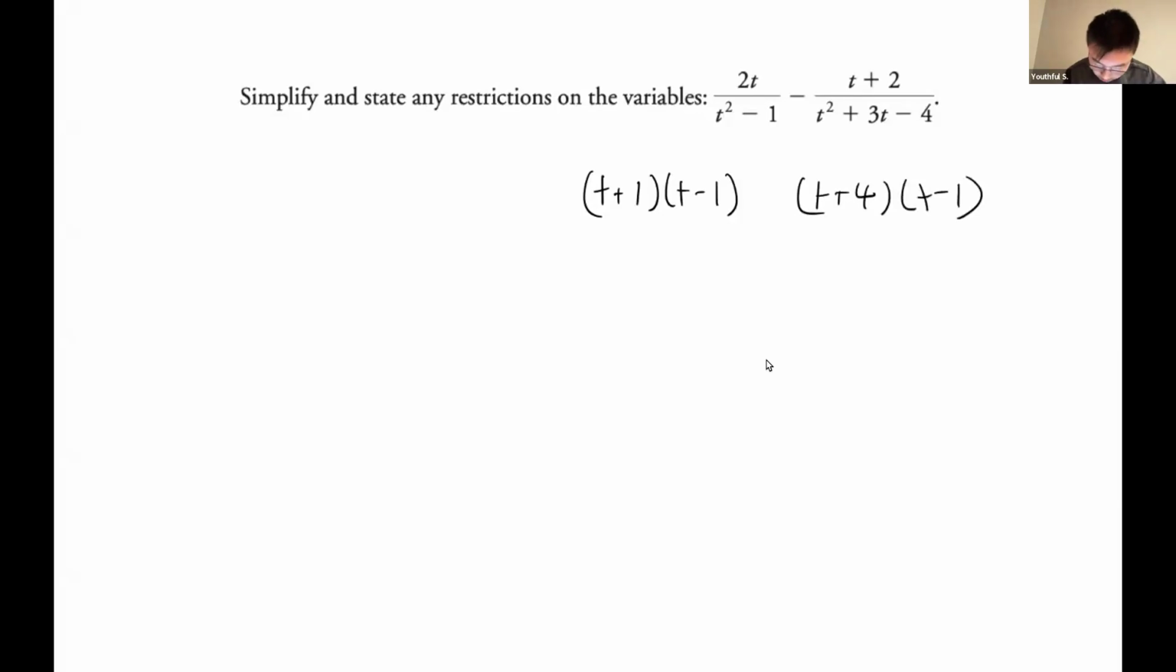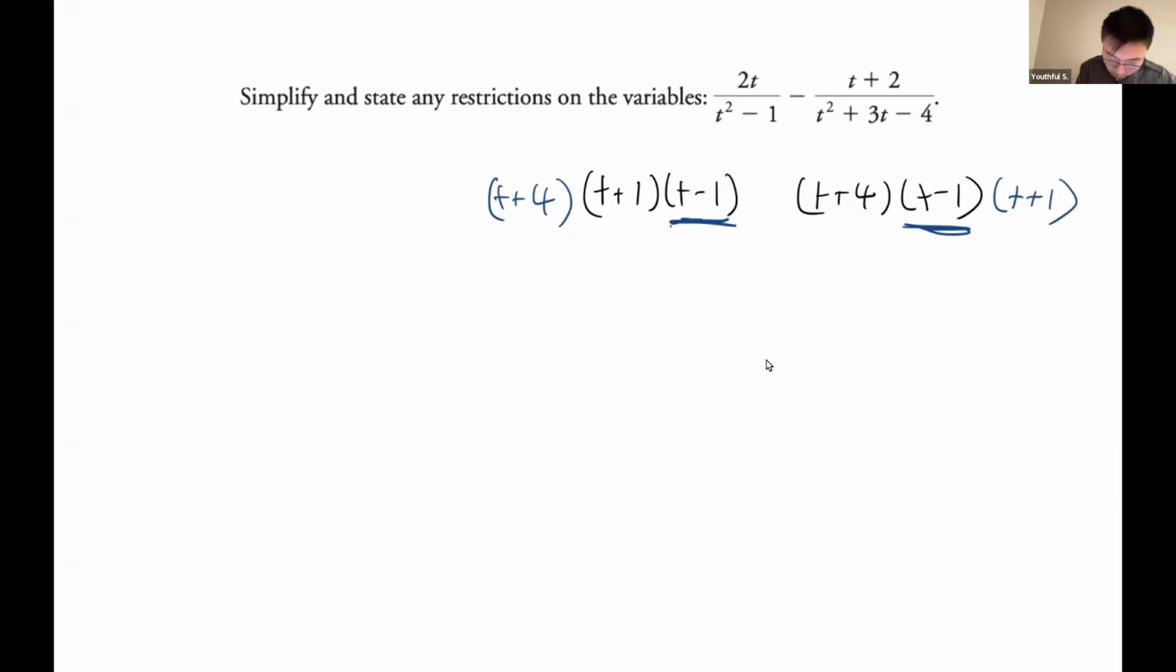So we can see that we want these two denominators to be equal, right? So we're going to have to multiply them by something. We see that they both have a t minus 1, but then this one over here lacks a t plus 4, and this over here lacks a t plus 1. So I'm going to give them that. And now they're going to be the same after I multiply them by the blue part that I added.